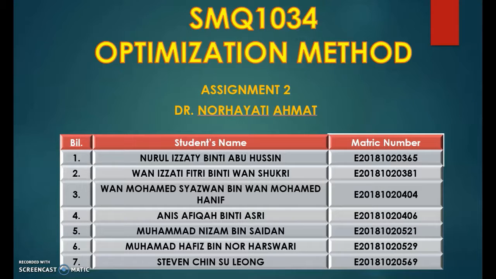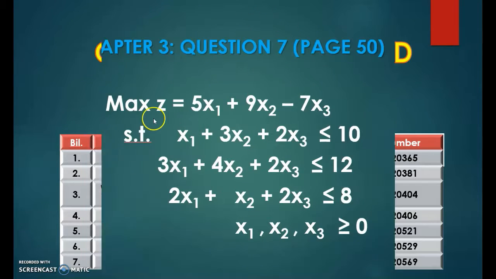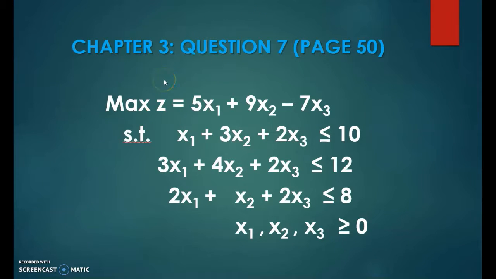Hi everyone, we would like to show you the way of solving a problem by using the Simplex Method. The objective function for this question is maximize z = 5x1 + 9x2 - 7x3. There are three constraints in this question.